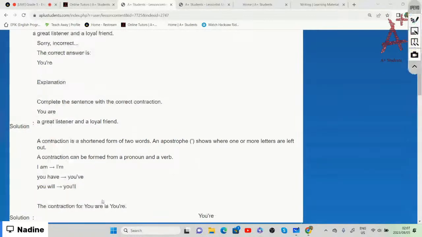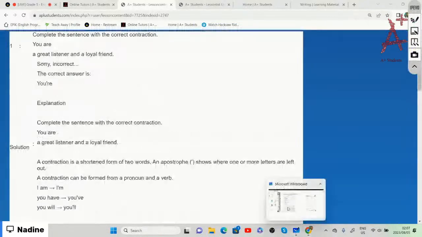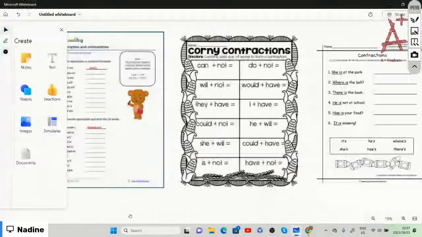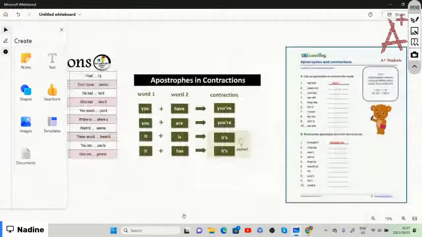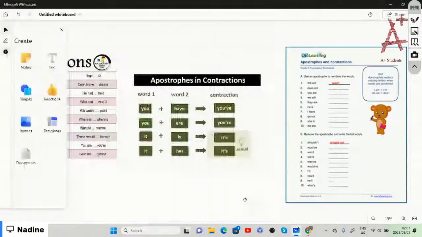All right, so before we go to our different sentences, let us quickly go to the whiteboard. Here we have a few contractions, which basically show the apostrophes within the contractions. Remember we said that contractions are two words that are shortened, and then we basically form one word, also by adding the apostrophe.